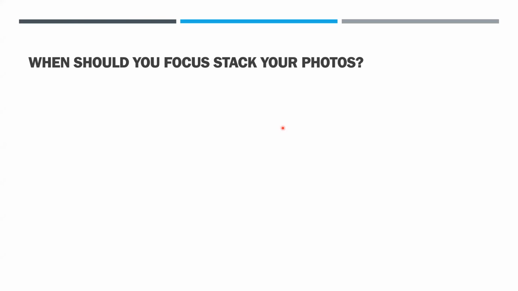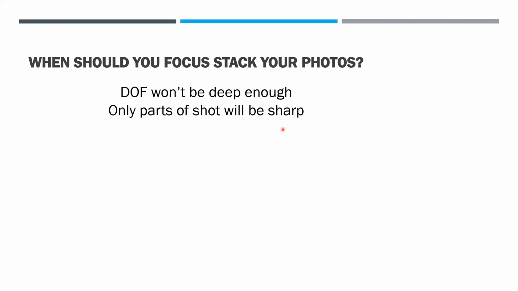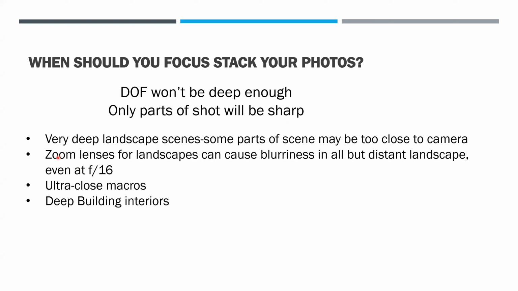Okay, when should you photo stack your images? When your depth of field won't be deep enough and only parts of the shot will be sharp. Very deep landscape scenes, where some parts of the scene may be too close to the camera. Zoom lenses for landscape can cause some blurriness in all but the distant landscape, even at F16. Also ultra close-up macros, and deep building interiors. So these are some of the times to use it.